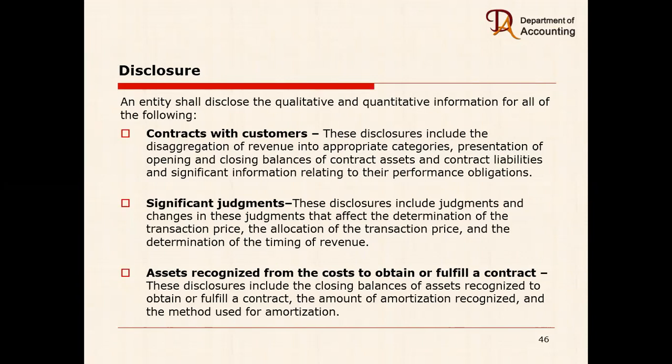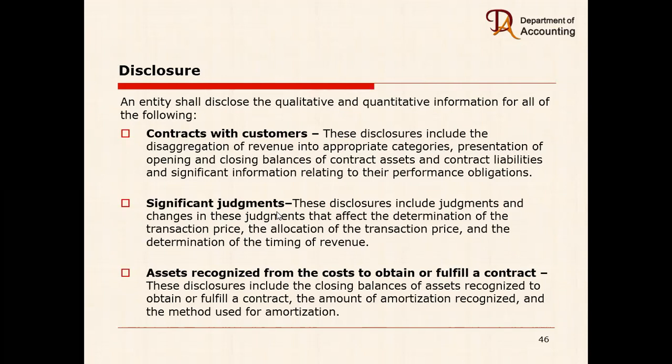So you have seen earlier revenue from software license, revenue from installation, revenue from technical support. Likewise, there would be different categories of revenue. So therefore, you are supposed to present that in the note. Presentation of opening and closing balances of contract asset and contract liabilities. You can have contract asset at the beginning of the period, at the end of the period. Those have to be presented. And also you can have some prepaid revenue, unearned revenues. So that is contract liability, that should also be shown. And also the significant information relating to their performance obligations, relating to this contract asset, what are the performance obligations, contract liabilities, what are the performance obligations. Significant information may have to be disclosed.